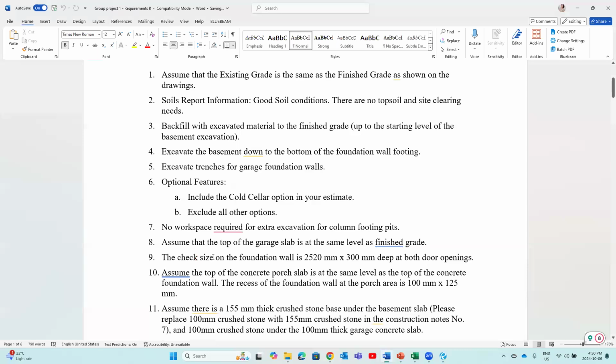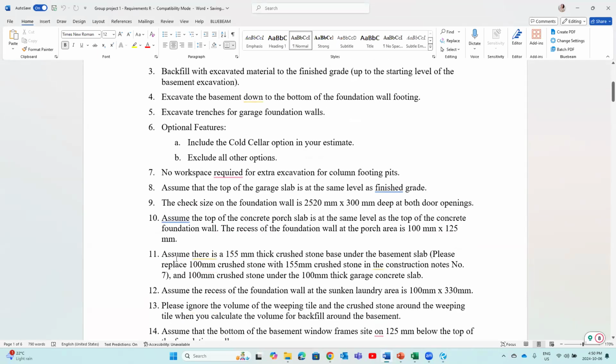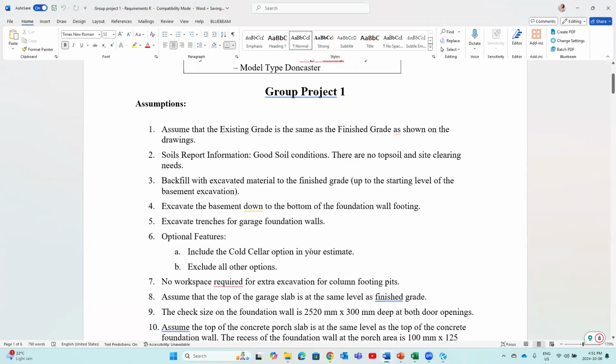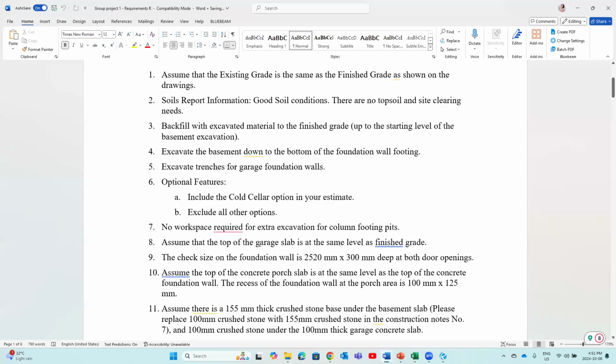So if you look at the notes, this assumption here, you see 11. I said, assume there is a 155 millimeter thick crushed stone base under basement slab. Please replace 100 millimeter crushed stone with 155 millimeter crushed stone in the construction note 7. And we also say, assume there is a 100 millimeter crushed stone under the 100 millimeter thick garage concrete slab, because the drawings didn't mention what the thickness of the granular base underneath the concrete slab in the garage is. So I add this assumption. Those are the extra information you need to pay attention to. Just read them, you will realize that.